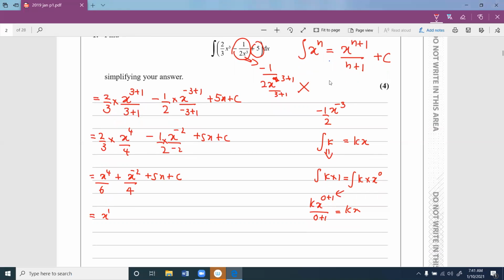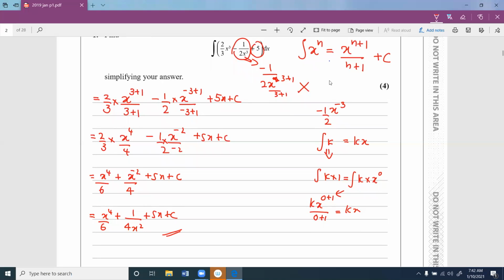So it turns into x to the power 4 over 6. Usually we won't keep negative powers like this. In that situation, you have to bring this power down. So you can say 1 over 4x squared plus 5x plus 6. So this is the final answer for this.